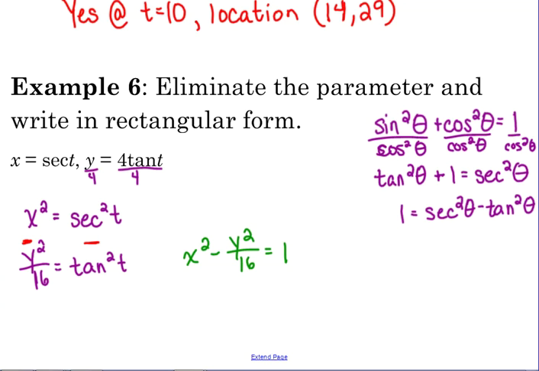What conic section? Hyperbola. It's the only one with a minus. Hyperbola. Centered at 0, 0, because we're not subtracting anything from our x or our y. Let's see here. It's opening left and right because the x squared comes first. And that's all I'm going to do for that.